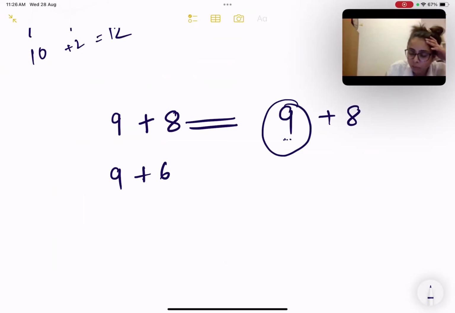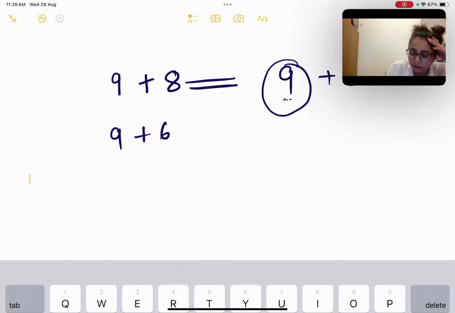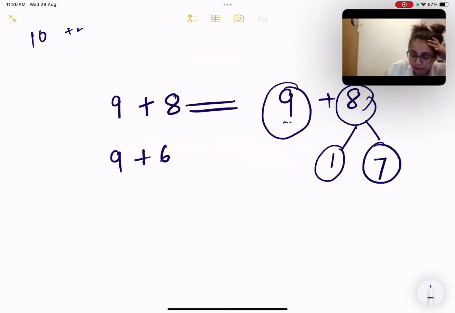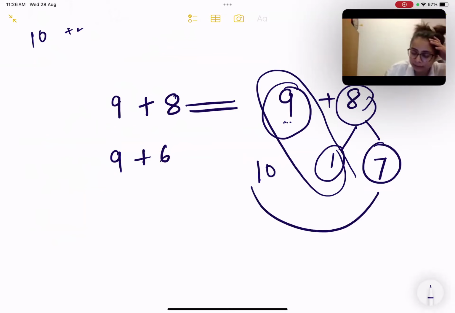How much does this 9 need to be a 10? So the child will say a 1. Who is going to give 1 to this 9? So 8 is going to give. So let's break it into 1. And how much will 8 be left with? 7. And then 9 becomes a 10, and 10 and 7 becomes 17. Practice it a couple of times and it comes.